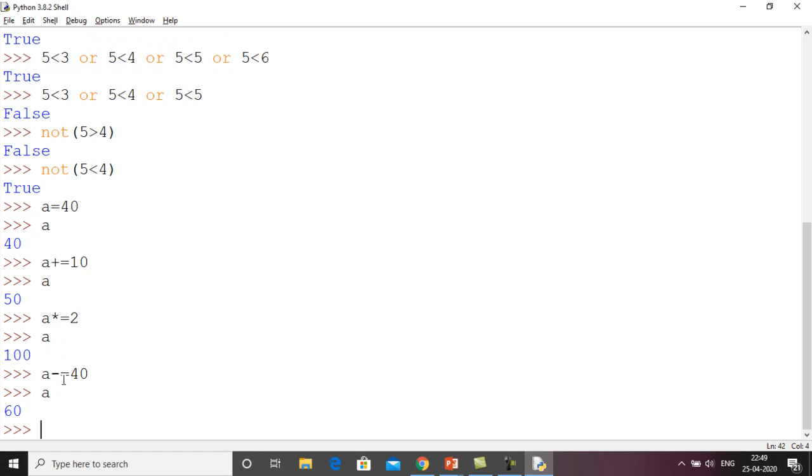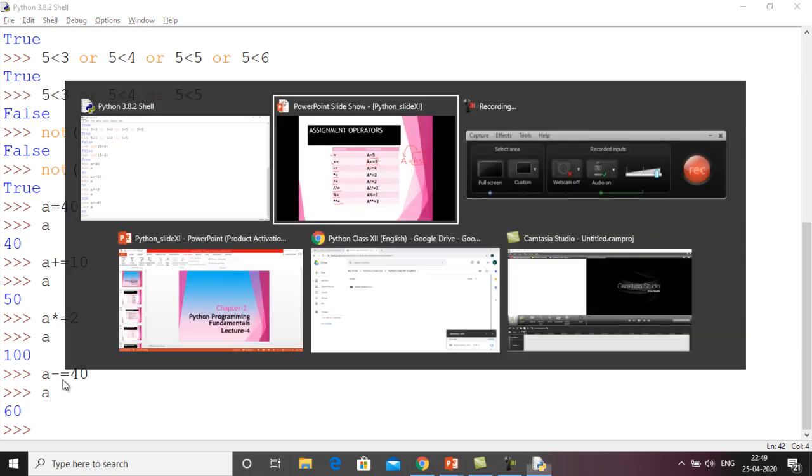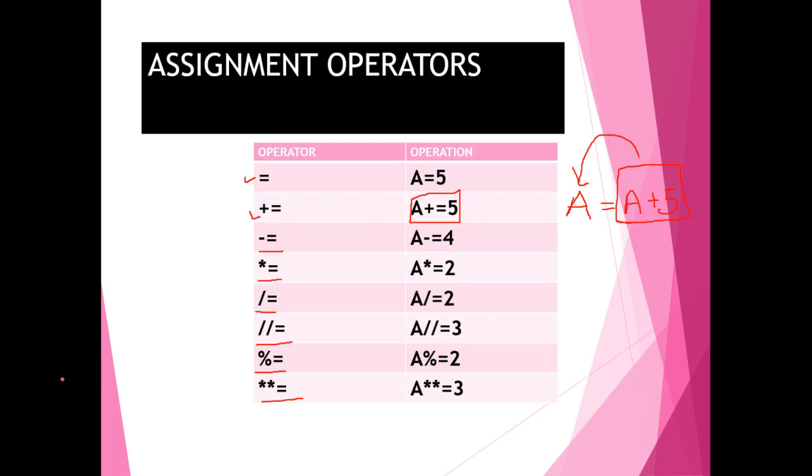Okay, so in this way we can use these assignment operators, and they are also called shorthand operators, because they reduce the size of the expression. Because you can see over here, we are writing A is equal to A plus 5. So instead of writing A is equal to A plus 5, we are using this operator, A plus equal to 5.